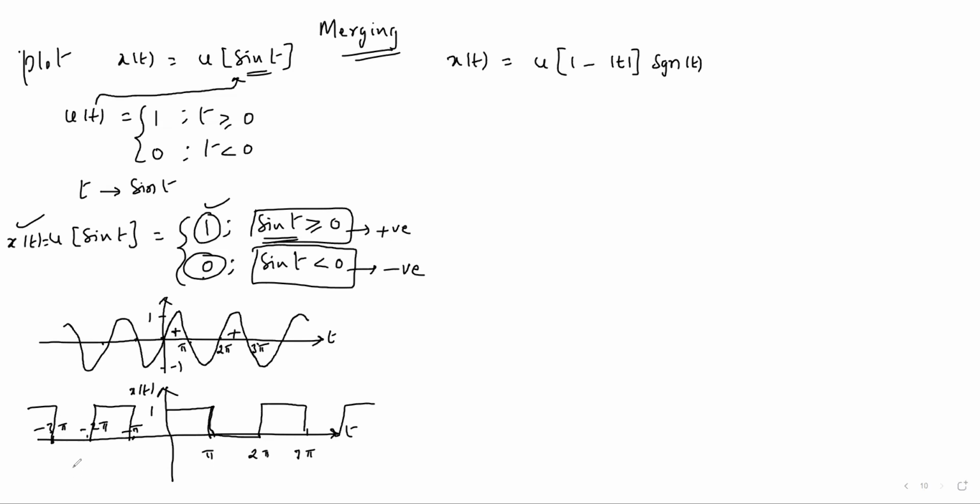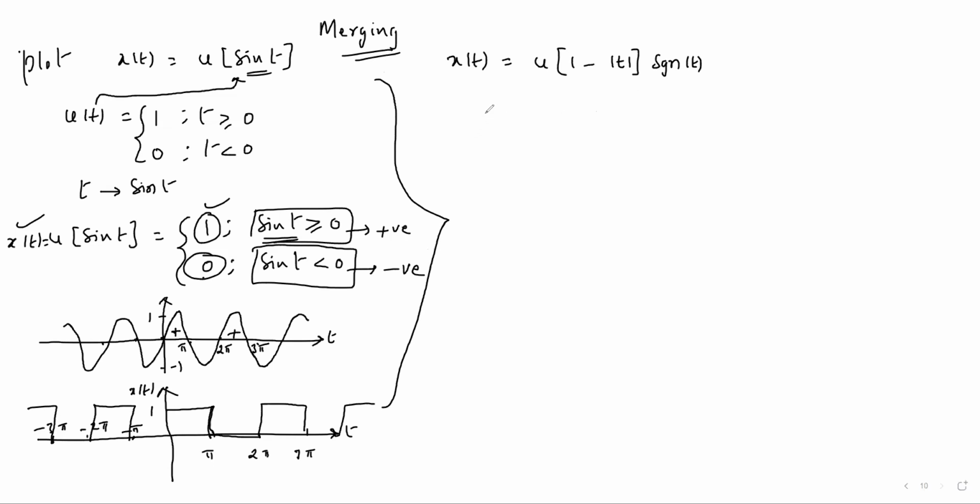The clock pulse signal we will get like this. Like that, when my merging of signals occurs, we can plot the signals like this. So the first signal I went like this, and you try to plot the second signal. What is it? x of t equal to u of 1 minus mod t multiplied by signum of t.